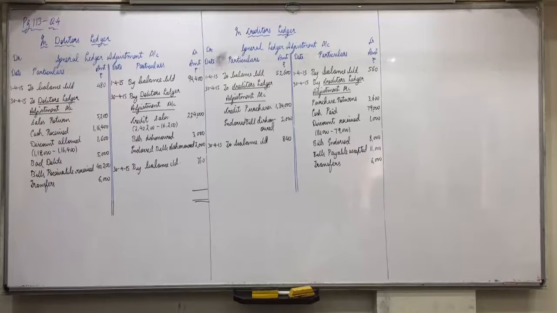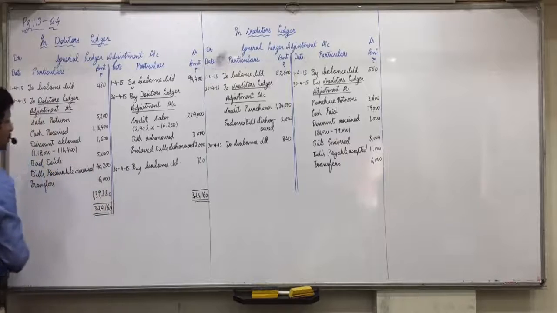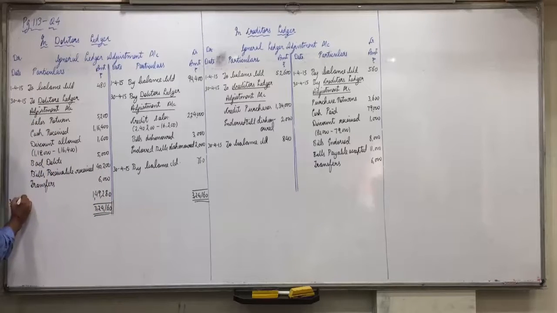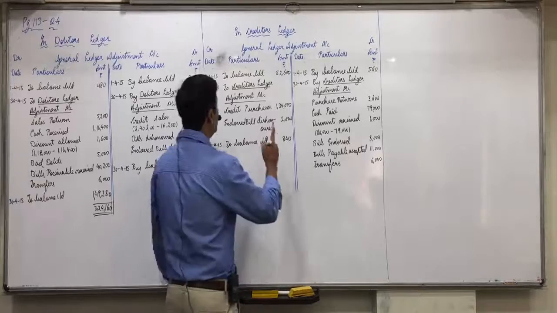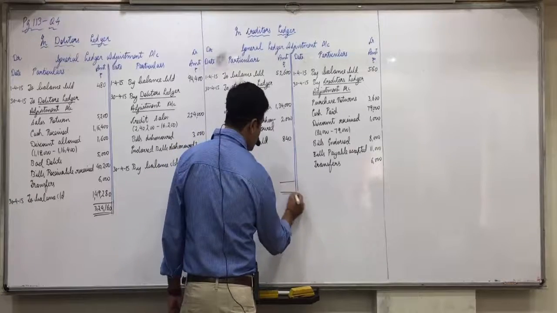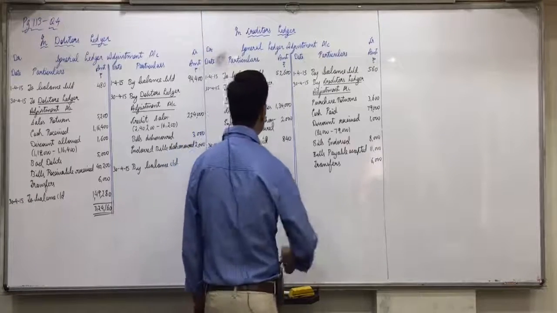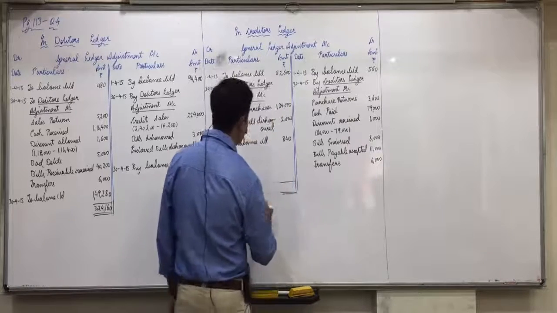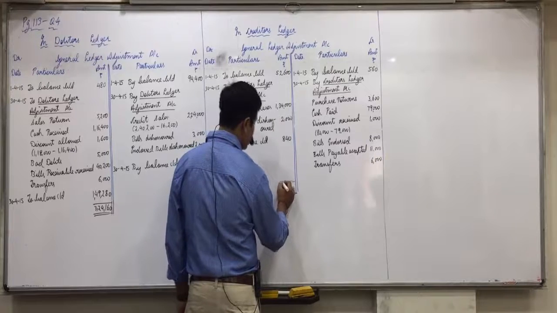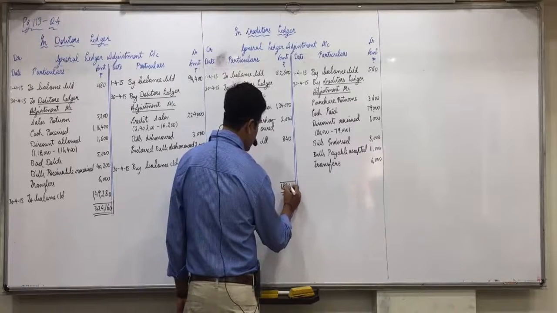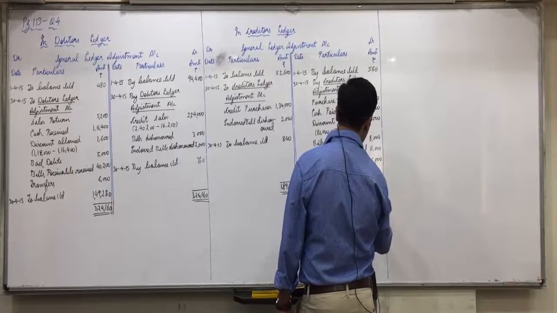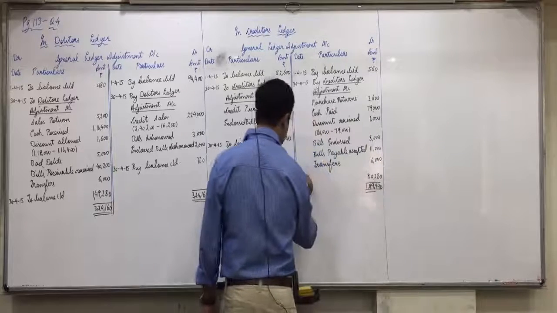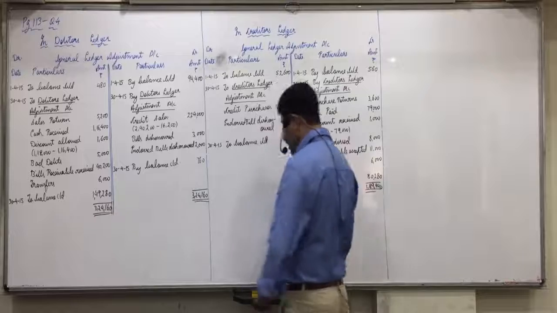Now creditors normally have credit balance, but there is an opposite account, so debit will be more. Is it 90,280? No, 80,280. 3415 by balance carried down. So everyone is clear with this question?